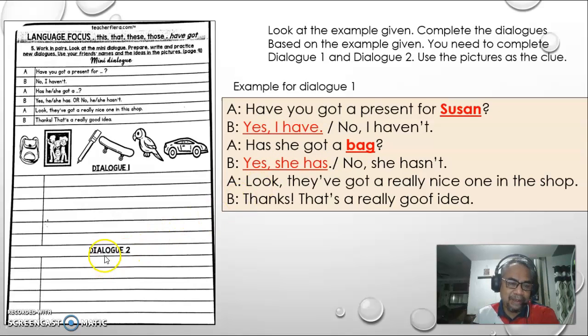Maybe in dialogue 2 you change the presents. Maybe you can use car, pets or parrots, skateboard, pen, or photograph. Do you understand? A very simple one. Complete the 2 dialogues. Okay, next.